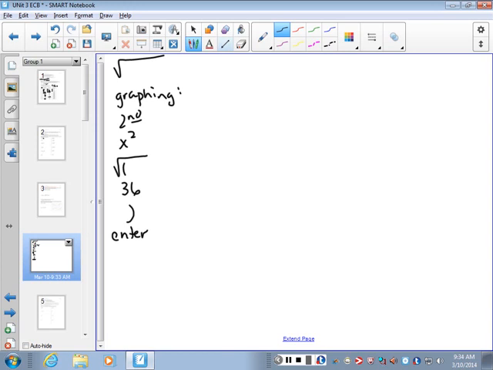If you have a TI-30X IIS, and these come in a lot of colors, looks like that, it's actually the same directions. You hit second, your x squared will get you your square root up. So it's going to be the same directions. Second, x squared, it'll have a square root with an open parenthesis. Type in your number, close your parentheses, and hit enter, which is also the equal sign.